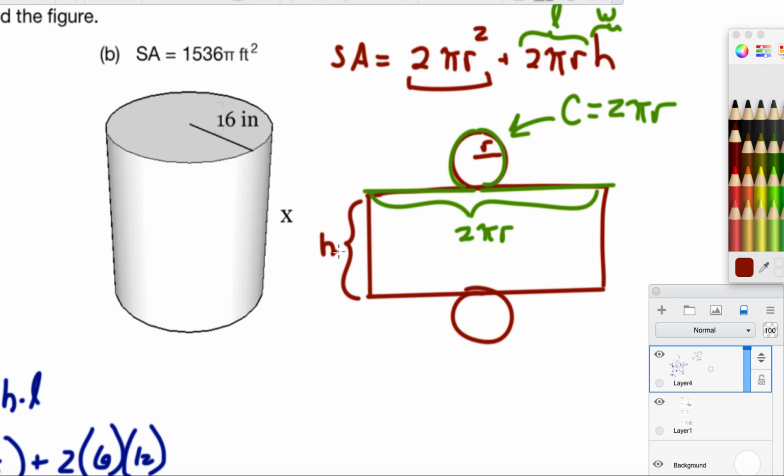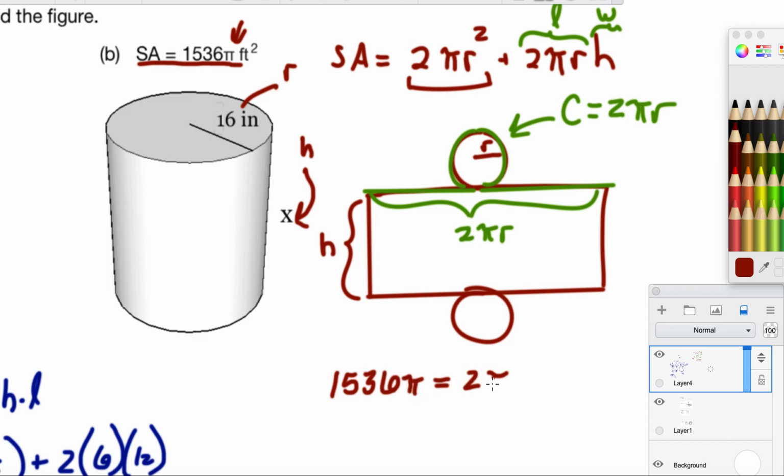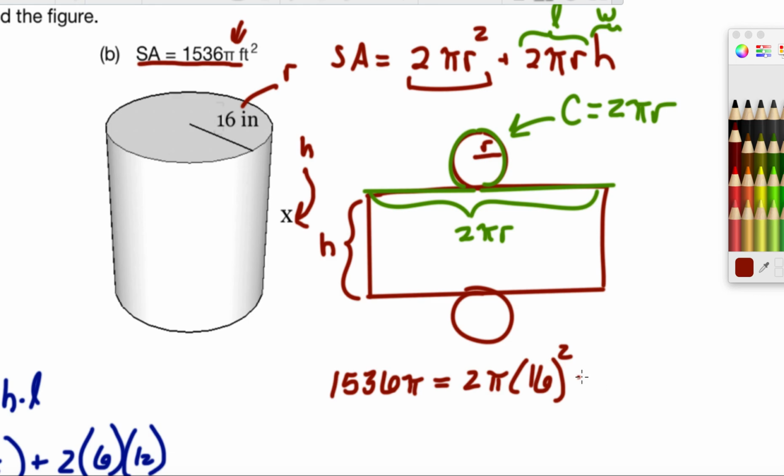Okay, so we know h, we're calling x right here. That's the height, and the radius is 16, and the surface area is given. Don't forget about the pi. That's part of the surface area. So let's substitute everything here into the equation. 1,536 pi equals 2 pi 16 squared plus 2 pi 16, right? That's our radius here, times x. That's our height.